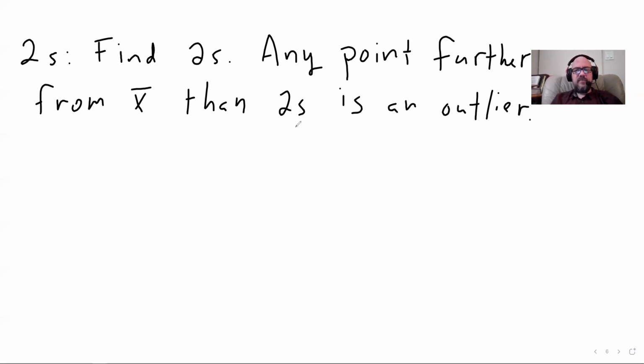And strangely enough, your book uses the 1.5 IQR method for the entirety of the book, then gets to regression and switches to 2S. I don't know why, but they do. And so we're just going to do 2S from the beginning. So any point that is more than 2S away from the sample mean is an outlier. There you go. That's our definition.